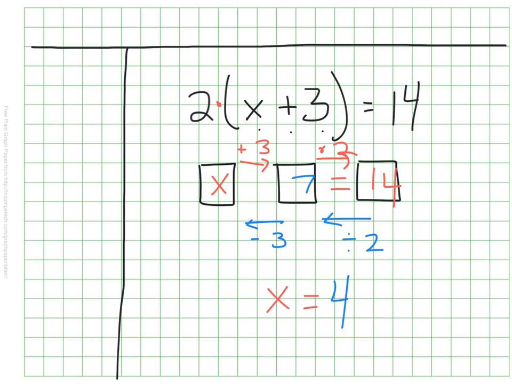How'd you do? Did you find out that the missing number was 4? You can double check that, of course, right? Because 4 plus 3 would give you 7, and 7 times 2 would be 14. So we know it works. Right? Same thing, same backtracking as before. We're just taking an algebraic equation and turning it into a backtracking question. We'll do one more.